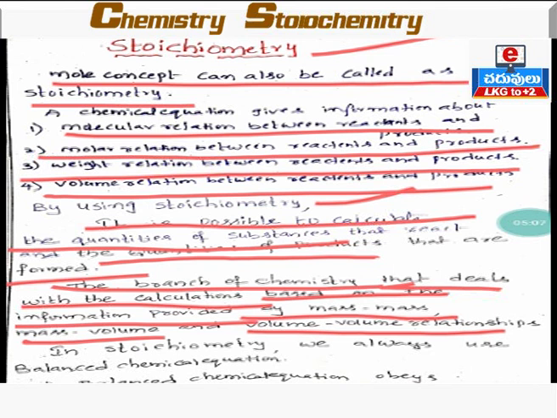In an earlier class, we defined the mole. A mole is the amount of substance that contains as many particles as are present in 12 grams of the C-12 isotope. One mole of any substance contains Avogadro number of particles. So stoichiometry is the branch of chemistry which deals with mass to mass, mass to volume, and volume to volume relationships. Now, in the stoichiometry concept, we always use a balanced chemical equation.